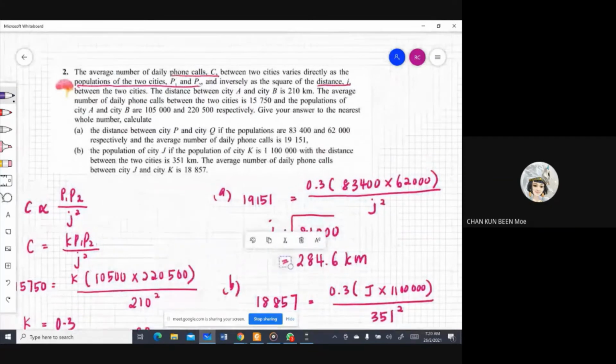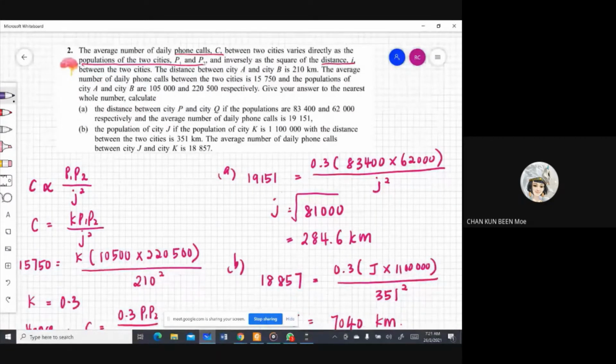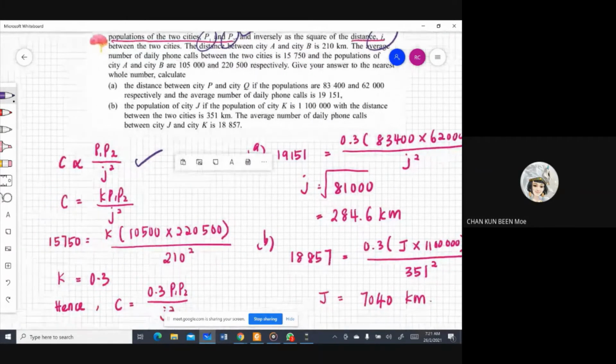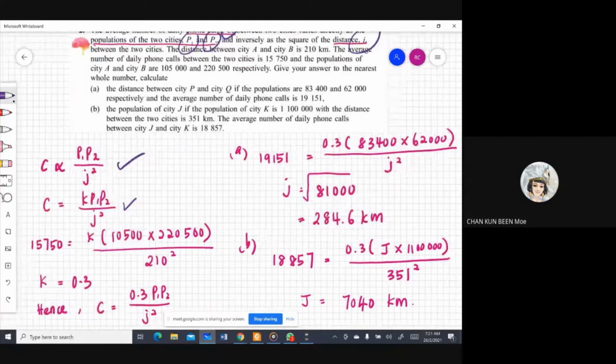Okay, question number 2 is very long. The average number of daily phone calls C between 2 cities vary directly as the population of 2 cities, P1, P2, and inversely as the square of the distance. So C is equal to P1, P2 over J, like this. And then you change it to the form of equation. So you will have C equal to K P1, P2 over J2. Okay, the P1, P2, remember, is not the square, it's just to indicate the 2 cities, P1 and P2.